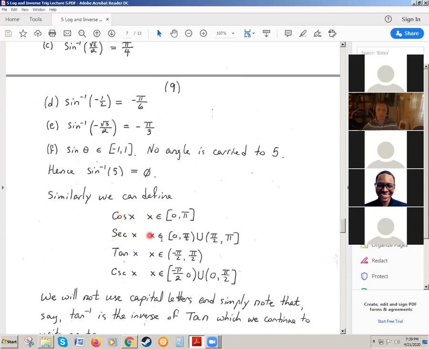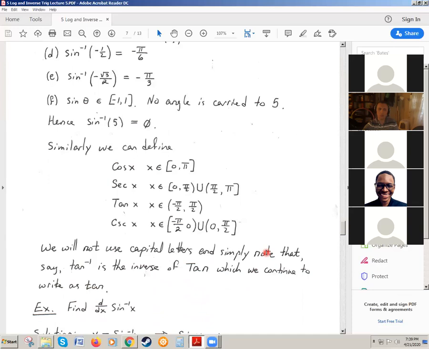You have this restriction for secant, this restriction for tangent, and for cosecant and whatnot, right? So now the most interesting part, finally, of this class, and we have little time. I'll try to extend it.